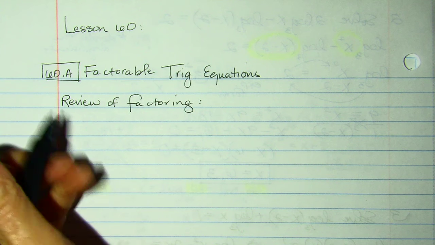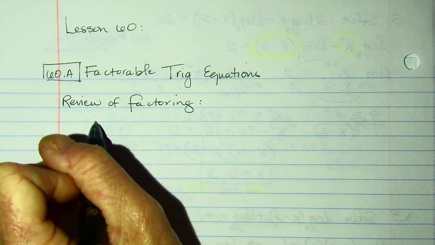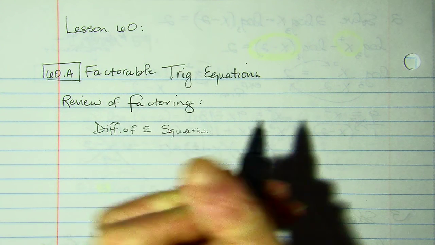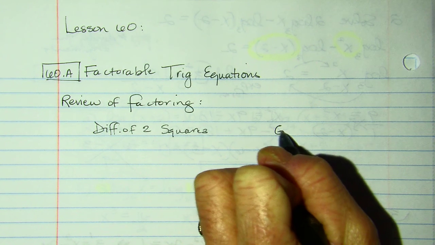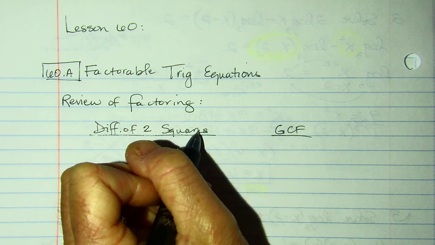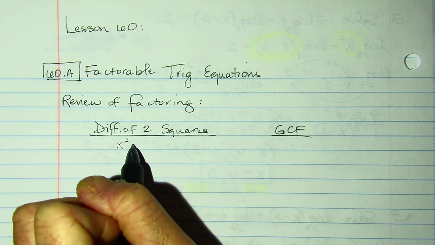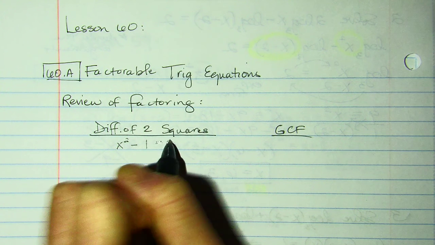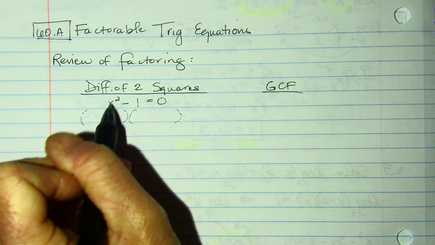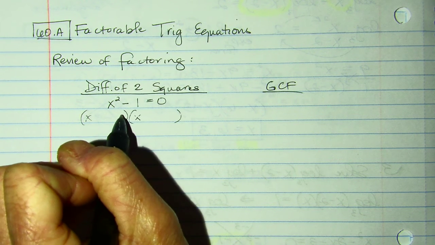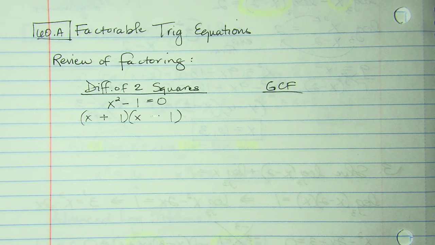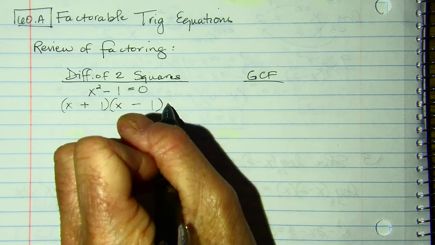So let's talk about factoring where I have a difference of two squares, and then factoring in an example where I am factoring out a GCF. And so just a little review before we jump in. So first off, if I have x squared minus 1 equals 0, my factors are the square root of x squared, which is x, and the square root of 1, which is 1. With a difference of two squares, one factor has a plus sign, one has a minus sign. So those would be my factors.